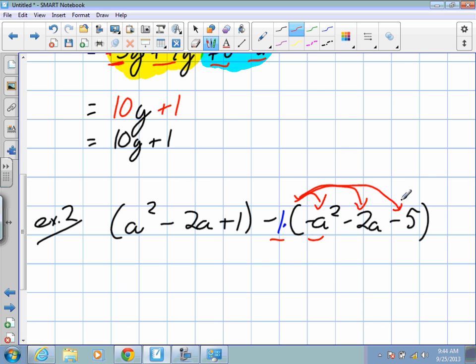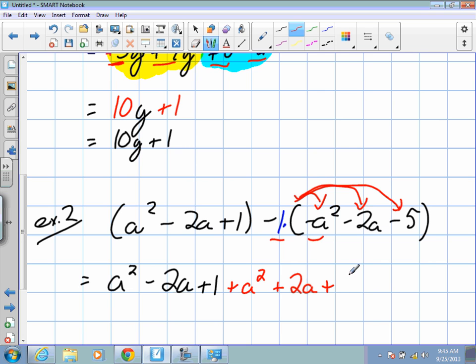Okay? So the first set of brackets, there's nothing here, so we just leave it. Whatever the terms are, we have the same one. So we have a squared minus 2a plus 1. What would negative 1 times negative a squared be? That would be positive, right? A negative times a negative would be positive a squared. So the value of the term doesn't change, but the operation did, which is the negative or the positive in front of it. So same idea, negative 2a times negative 1 would be what? Positive 2a. And negative 5 times negative 1 is positive 5.